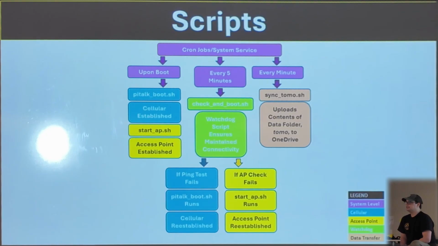This is the actual automation that's occurring on the system. I have a little bit of color coding here. Everything in purple is happening at a system level. This could be cron jobs or actual system services. System services are what's happening during boot.